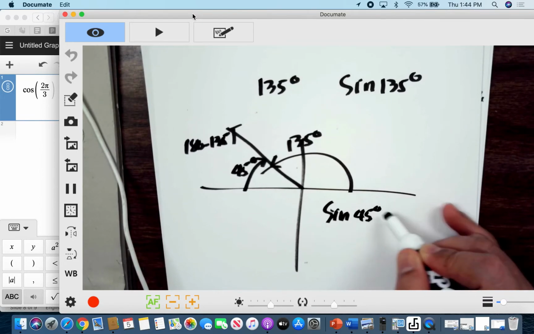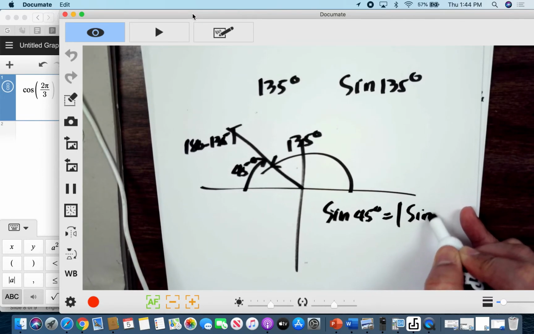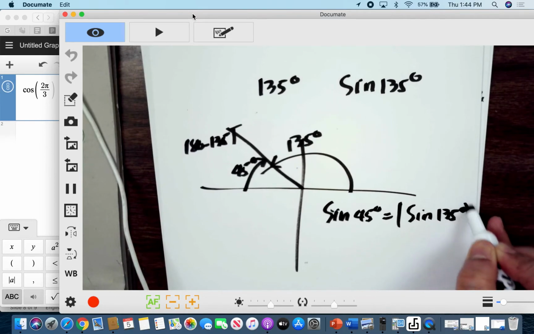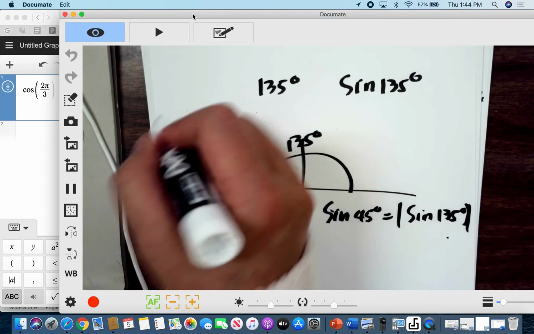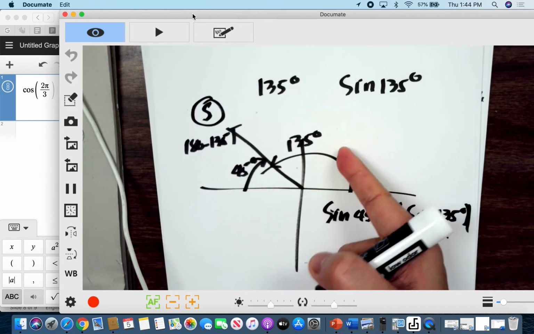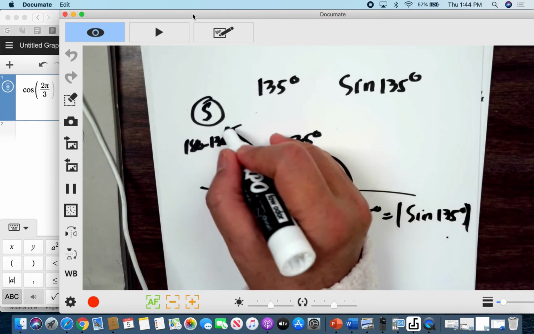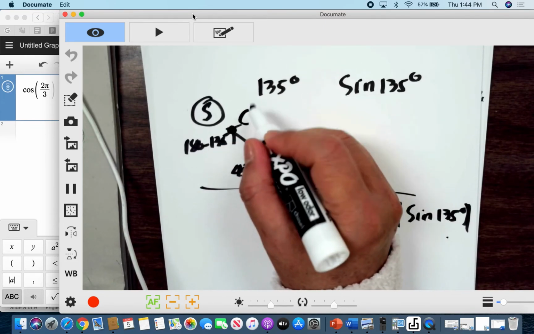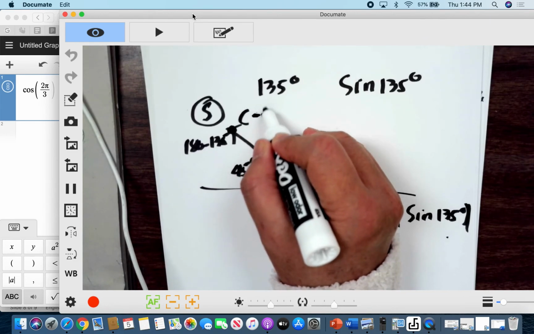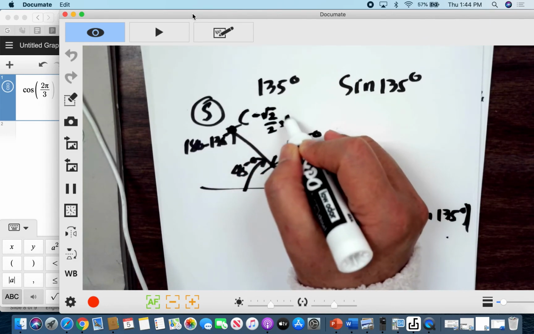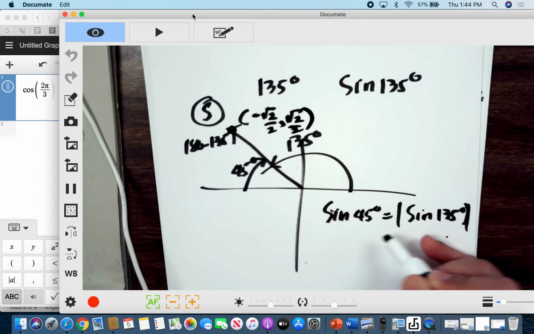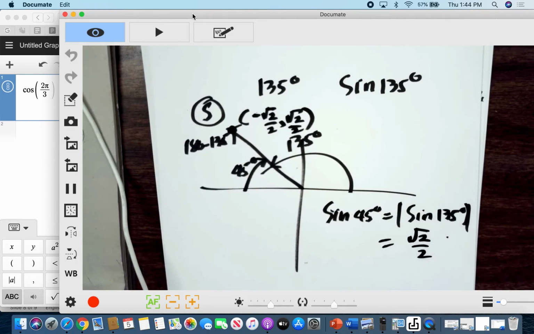which means that the value of sine 45 degrees is the same as the absolute value of sine 135 degrees, because this could be negative, but because you are in the second quadrant and in ASTC plus, this will also be positive. And because this is 45 degrees, we know that it will terminate at the point negative square root of 2 over 2 and square root of 2 over 2. So therefore, the value of sine 135 is square root of 2 over 2.